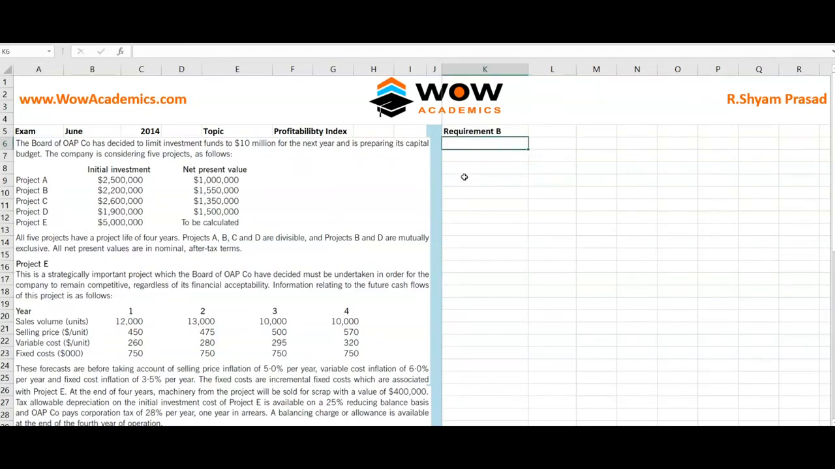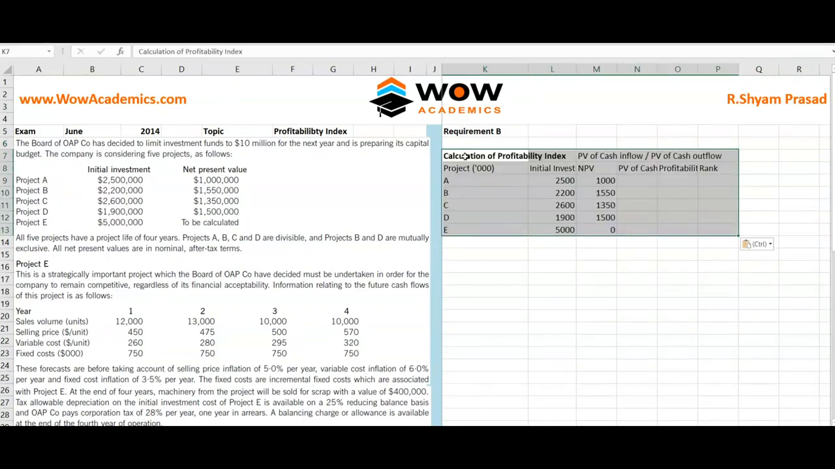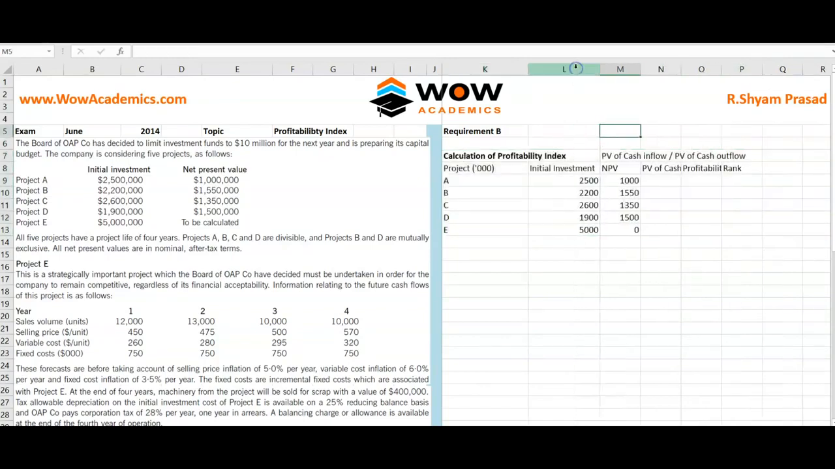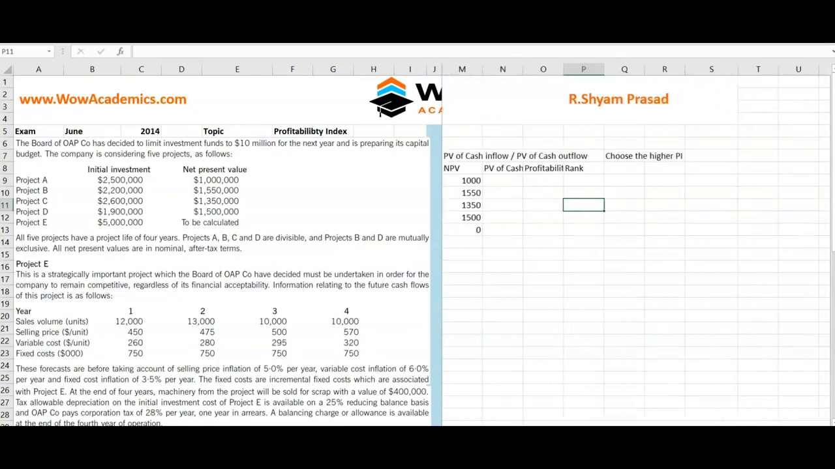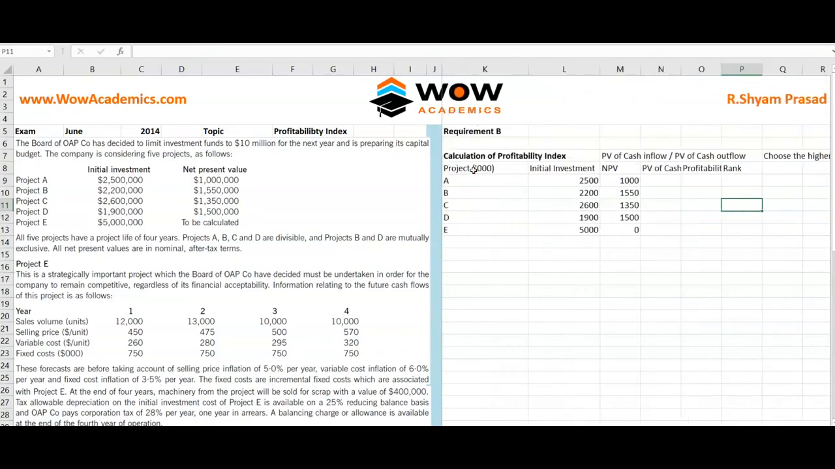So we'll start. To do this, we need a table. I've already prepared a table so that it will be easier for us to work out. So this is the table. I'll explain the table and its contents. To do this sum, we have to use something called the profitability index, and the profitability index formula is: present value of cash inflow divided by present value of cash outflow. So once you have done this, you have to choose the higher PI. So PI is the profitability index. We have to choose the higher PI.